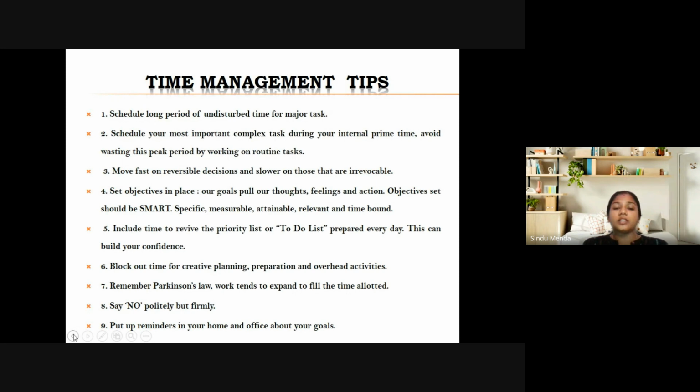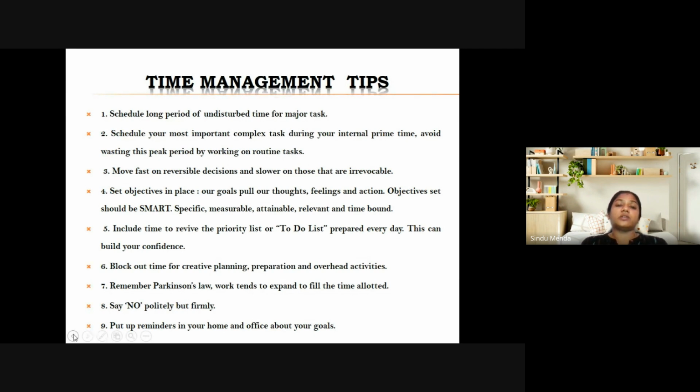Put up reminders in your home and office about your goals. Suppose you have a number of tasks like administrative tasks, student tasks, and at the same time professional tasks like achieving career growth, such as writing articles and books to publish. You need to give each and every task some prioritization of time and reminders so that you can easily do it and achieve the goal. So those are the time management tips.